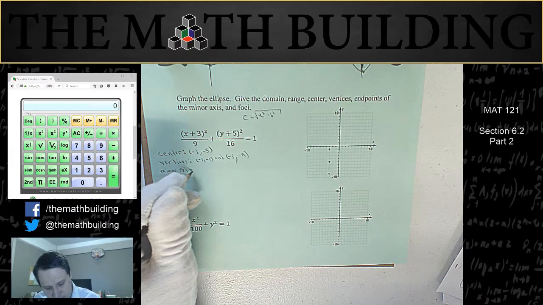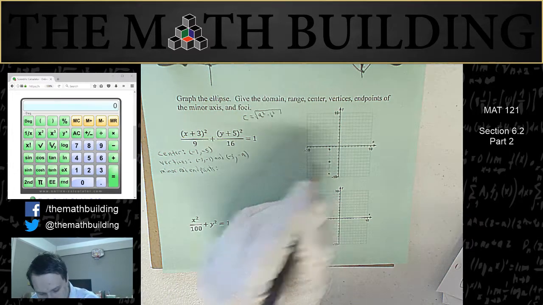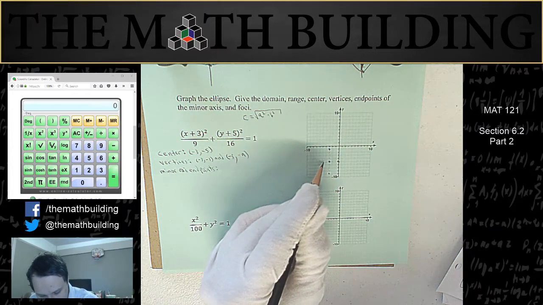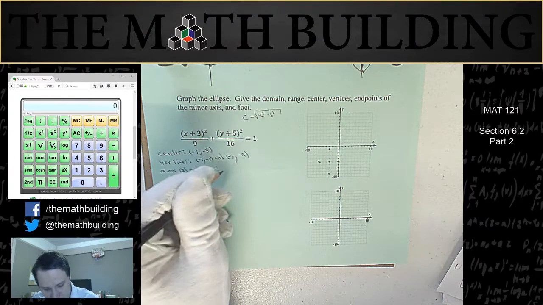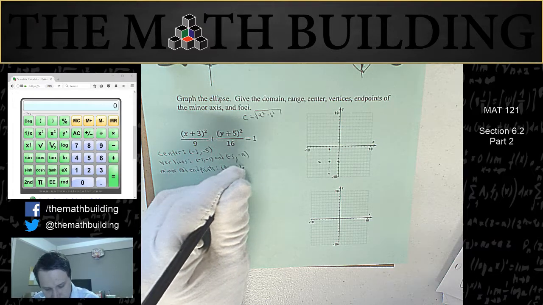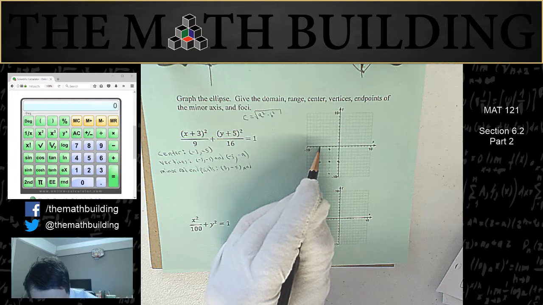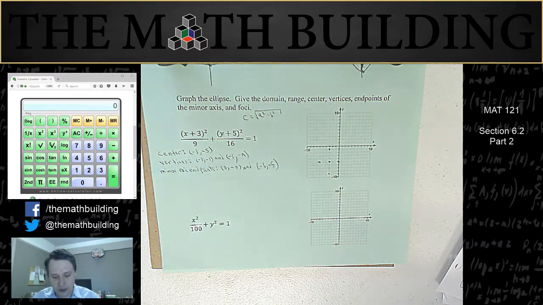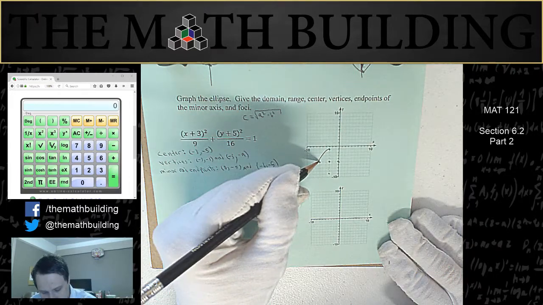So the minor axis endpoints are going to be 3 in each direction from the center. So 1, 2, 3, 1, 2, 3. So that's the point 0, -5. And 1, 2, 3, 4, 5, 6, so -6, -5. So we found the center, the vertices, the endpoints of the minor axis. Let's go ahead and draw this in.